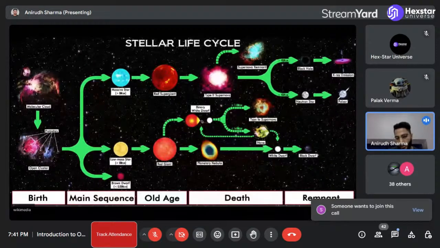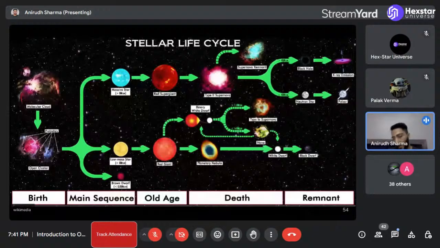Then there is another possibility that the mass obtained was less than 1.4 solar masses. Then the blast is smaller and it's called a nova, and then it turns into a more massive white dwarf, basically.